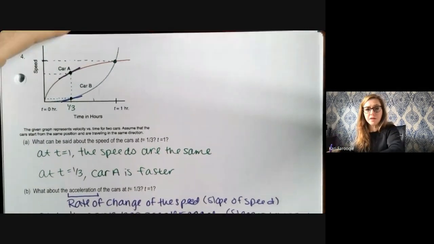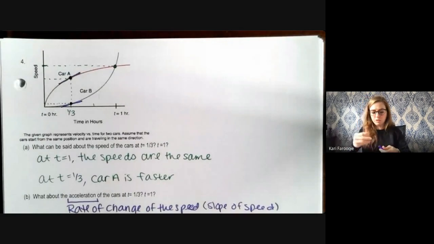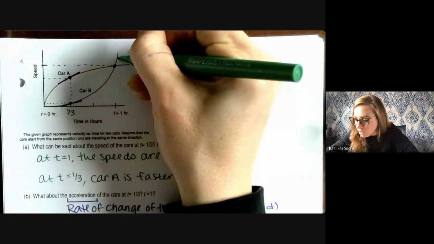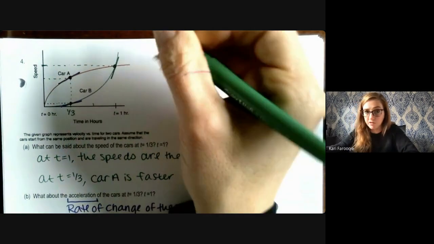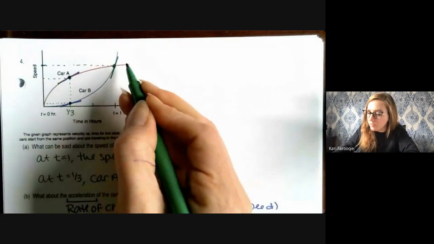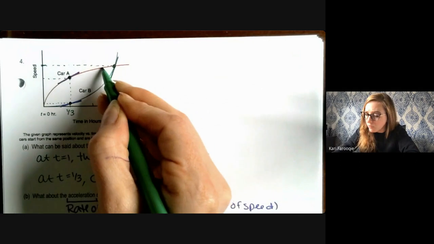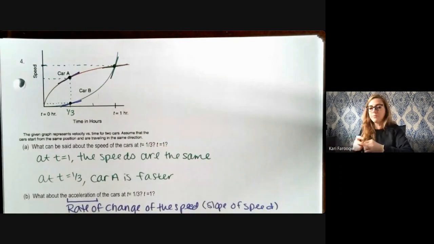Now at t equals 1, we'll look at what's happening to the slopes of the tangent lines there. And at t equals 1, the slope of the tangent line to this blue curve is really steep, whereas the slope of the tangent line to the red curve is pretty shallow.